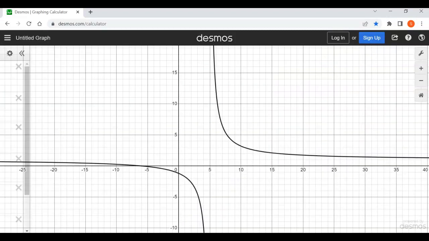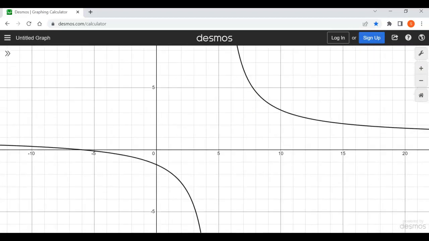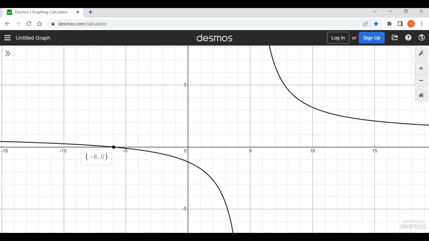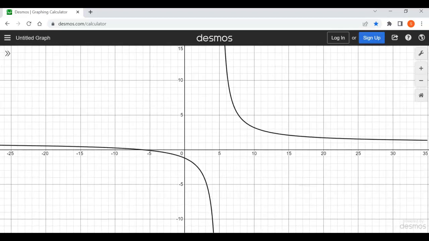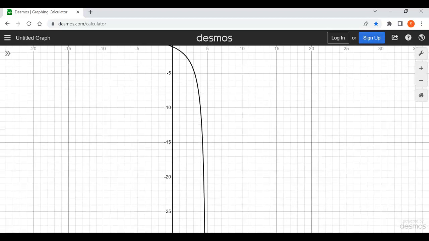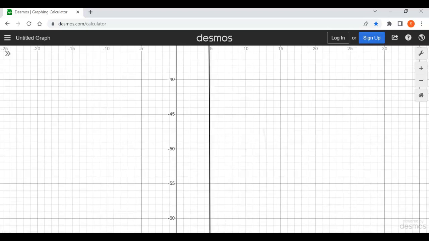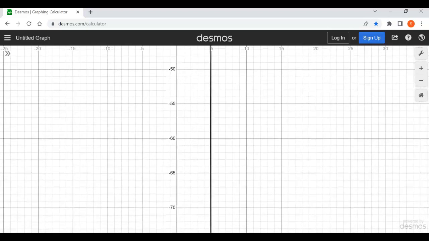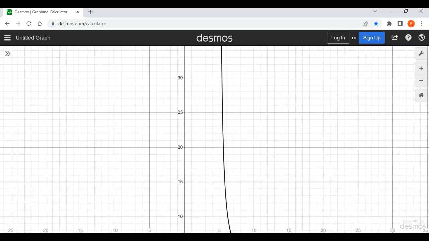And here we go. So I see here, I'll zoom in. I see here, yep, we have our zero at (-6, 0). Then I can zoom out. Notice how here our graph is approaching but never reaching x is equal to 5. So notice I can keep going and going, and it gets closer and closer, but never reaches where x is equal to 5.